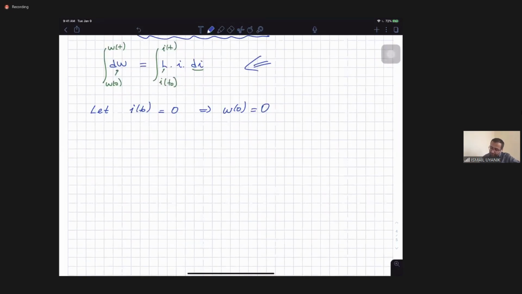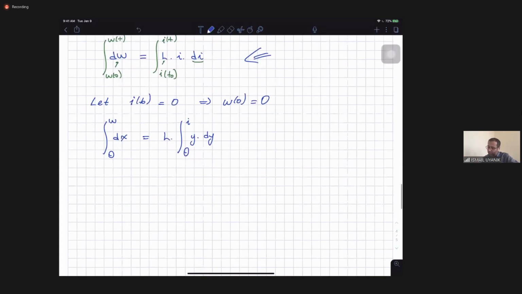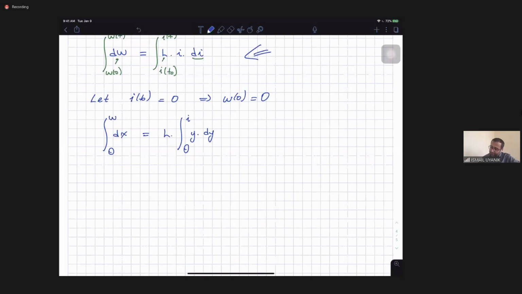So I will be updating this equation. I will say this is from 0 to omega, and let's say this is just dx. I'm changing the variable name so that we're not confused. I will take that L out. So that will be from 0 to I of t, and then here we will have y times dy. Again, I replaced i's with y's so that I don't confuse myself when I plug those i's back into this calculation. Okay, so what is the integral now?